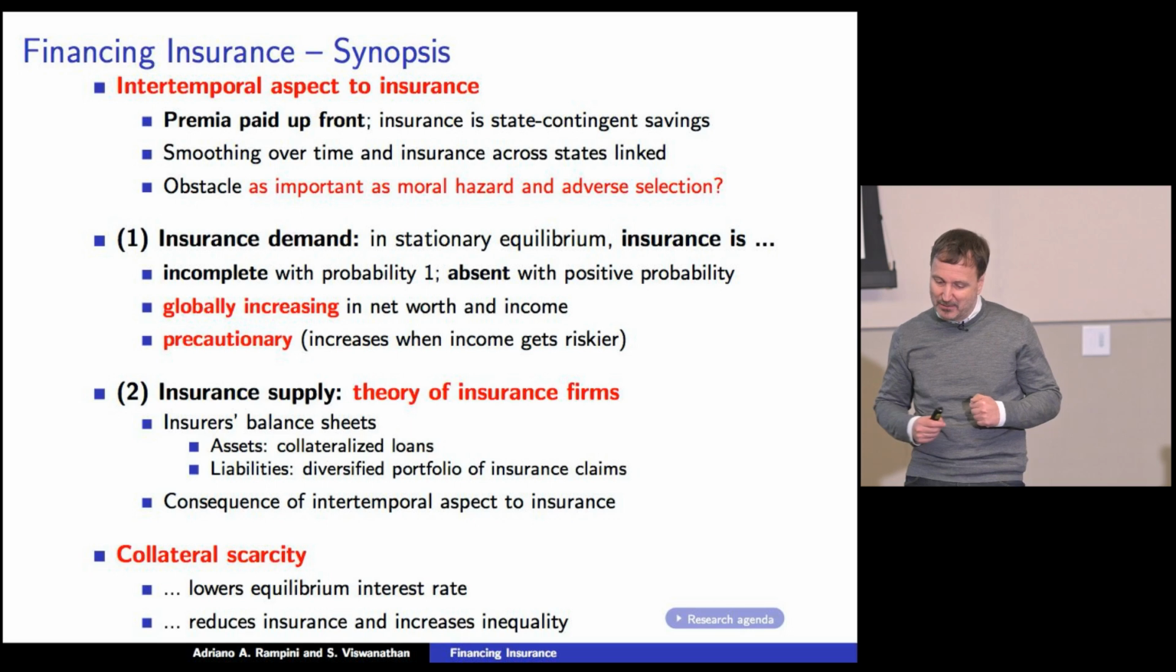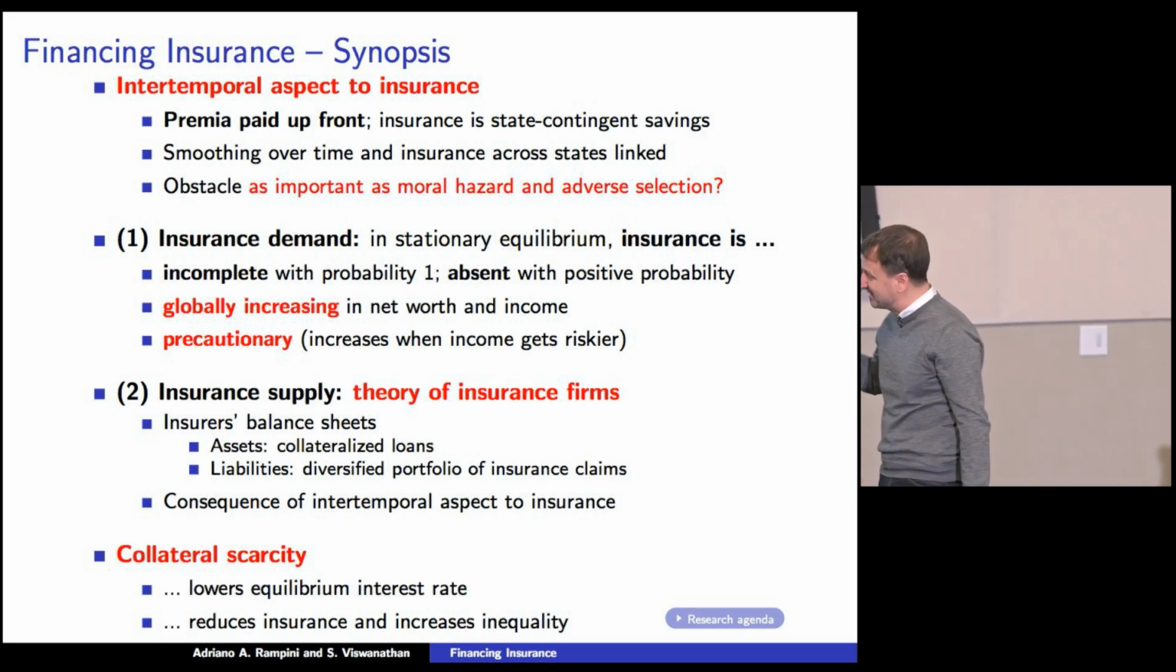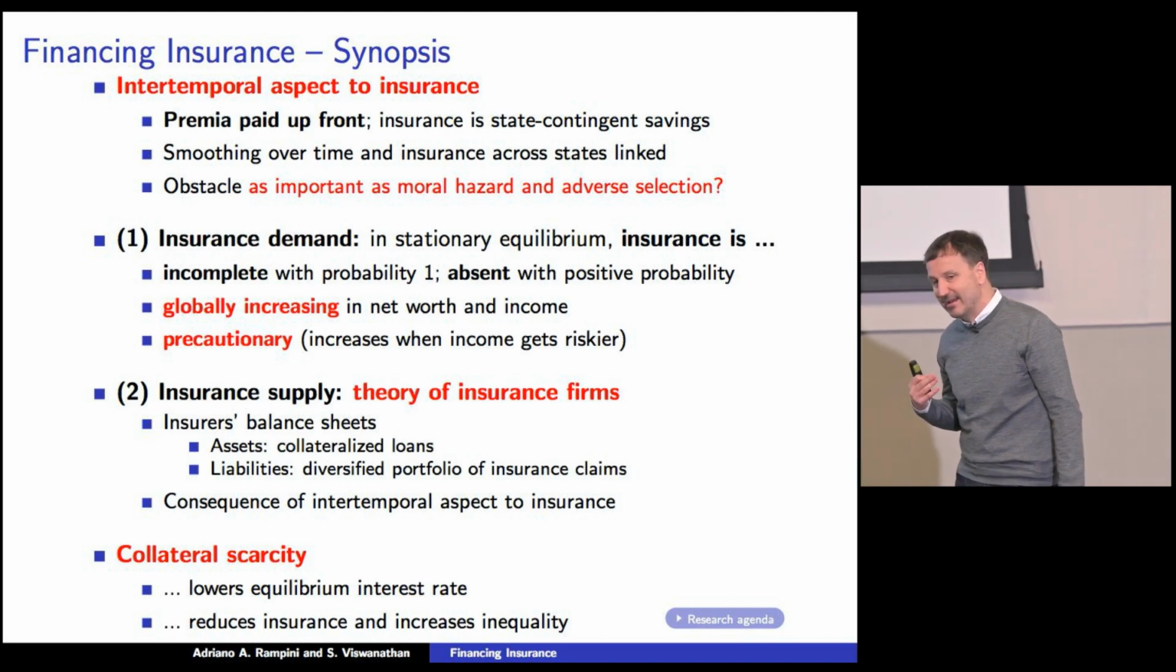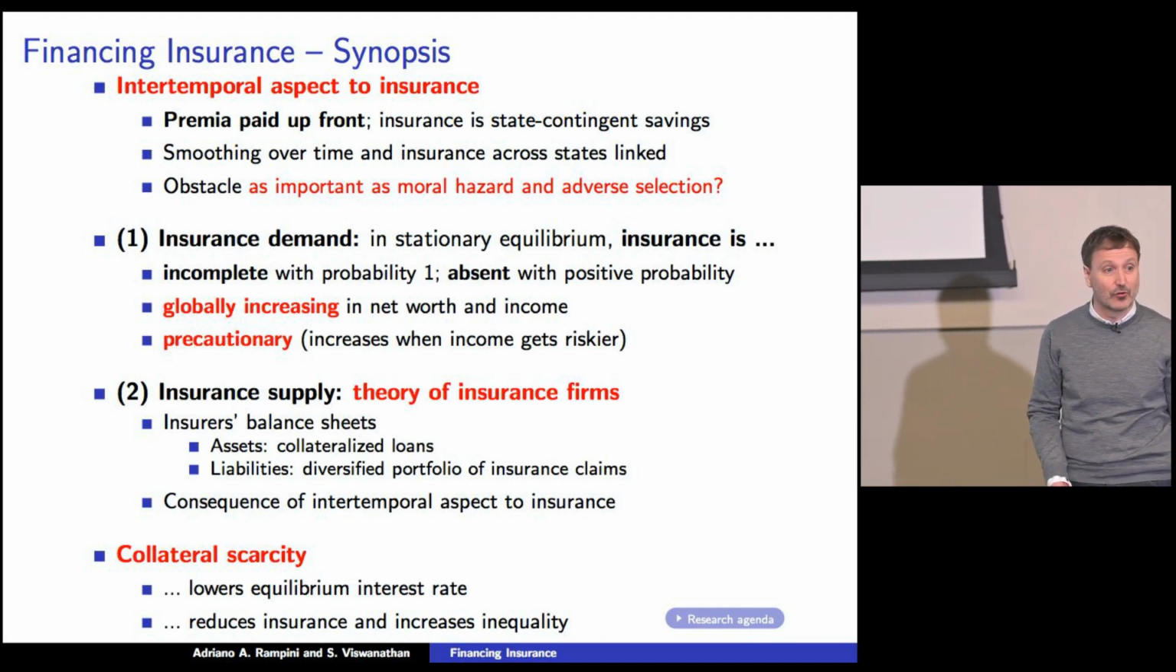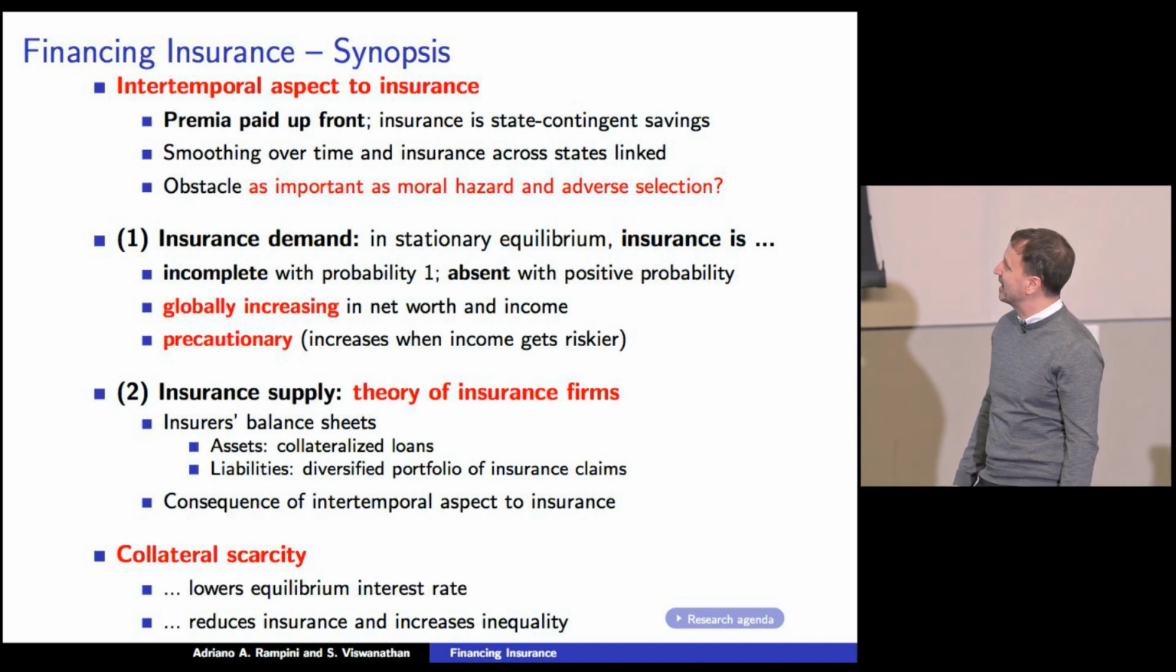We're also going to think about how collateral scarcity affects this. We're going to show that if collateral is scarce, that's going to lower interest rates. It's going to lead to people being less well insured, and it's going to lead to increased inequality. So one step at a time.